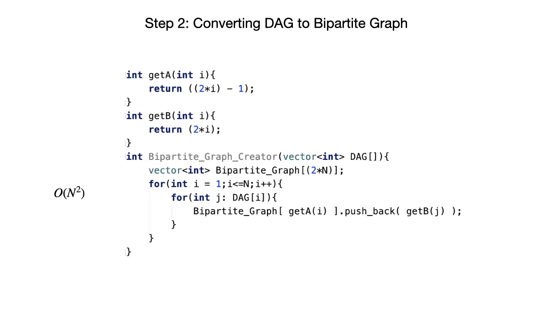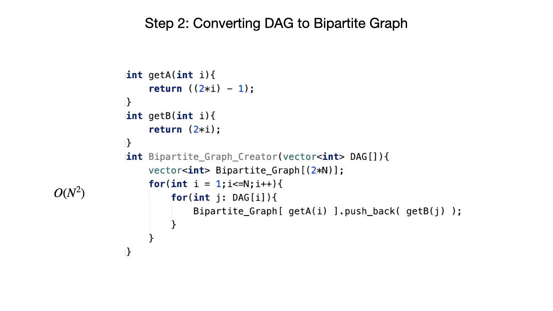Now the second part of our code was converting our directed acyclic graph to a bipartite graph. There's an interesting way in which I've stored the bipartite graph. We had two sets, right? We had set A and set B. So I've stored set A at odd indices and set B at even indices. So 1A is at index 1, 1B is at index 2, 2A is at index 3, 2B is at index 4, so on and so forth. You can look at the get A and get B functions to understand how this works. So get A 1 will return 1, get B 1 will return 2, so on and so forth.